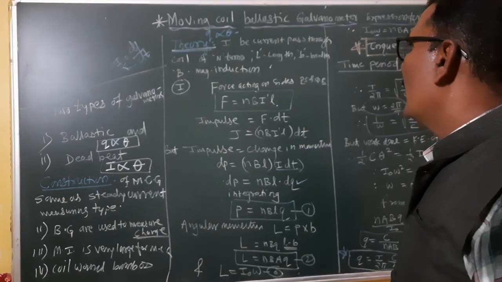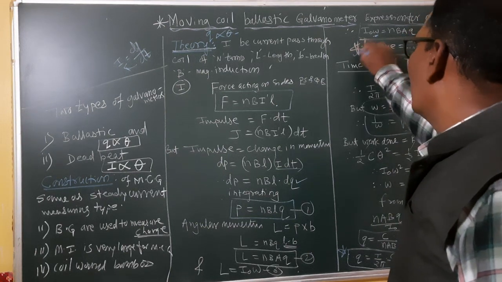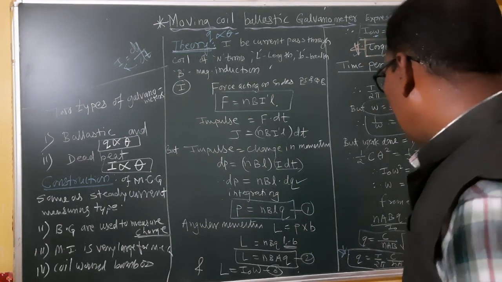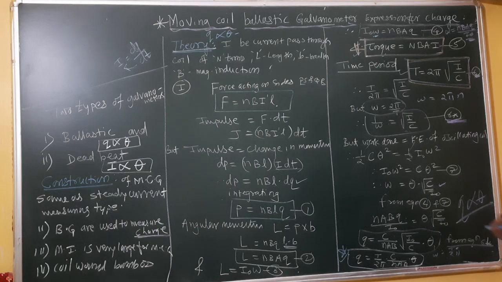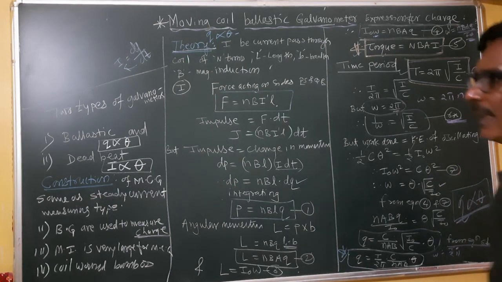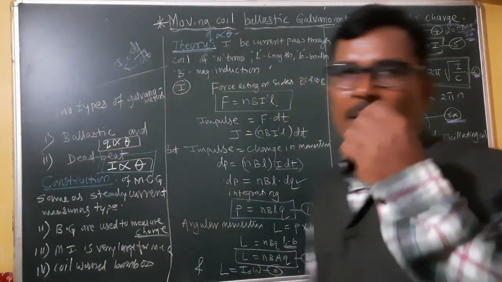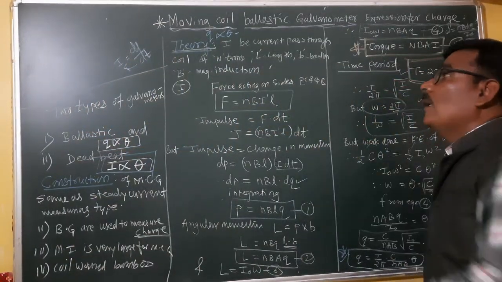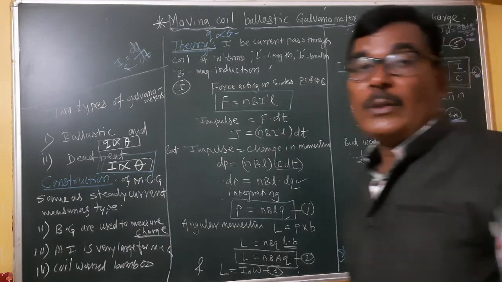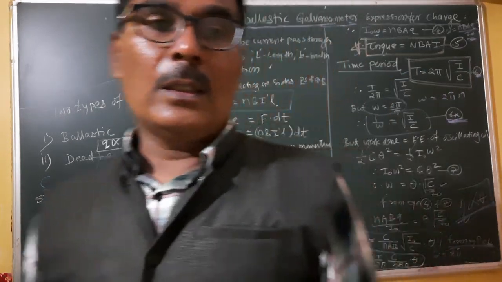Sometimes multiple choice questions ask: how much is the torque, what is the formula for the time period, what is the charge expression, what is the relation between charge and theta, what is the relation between current and theta. These points are very important for the moving coil ballistic galvanometer. Remember the points according to the theory.